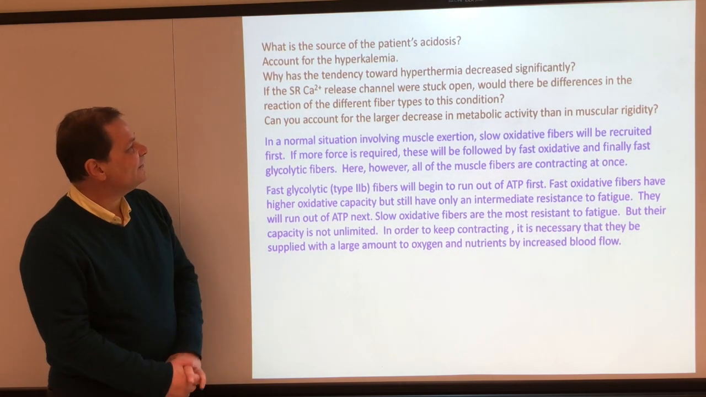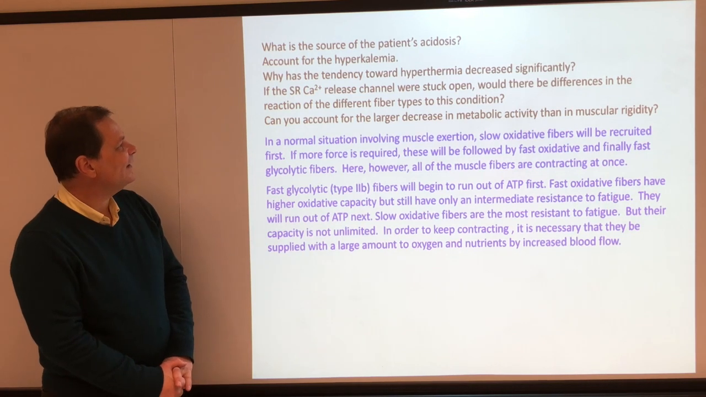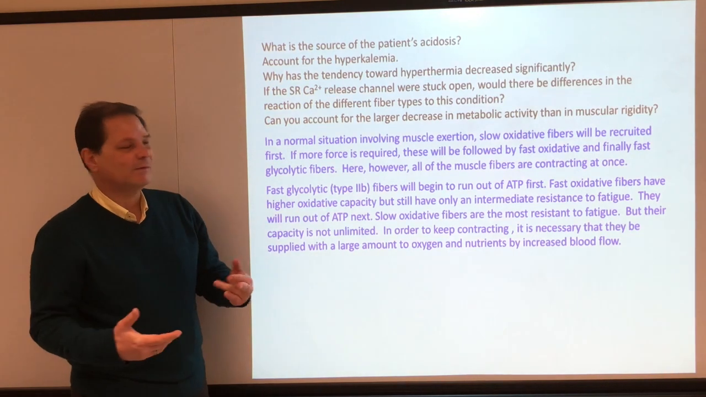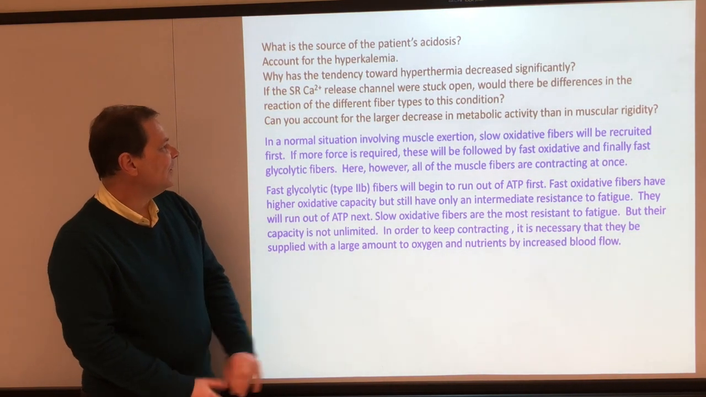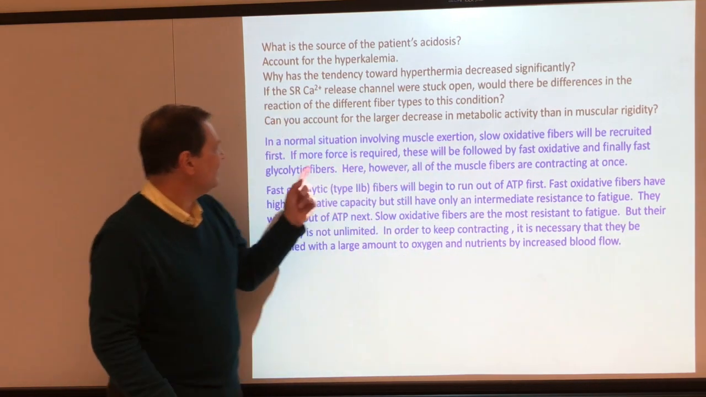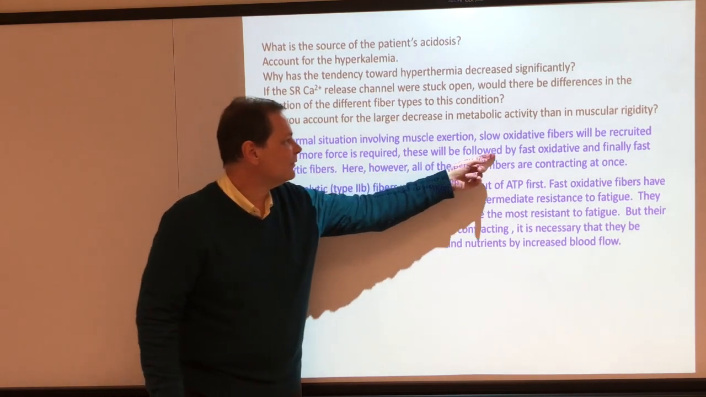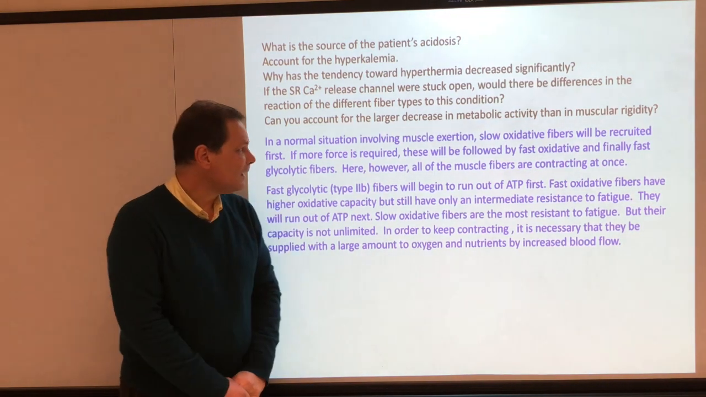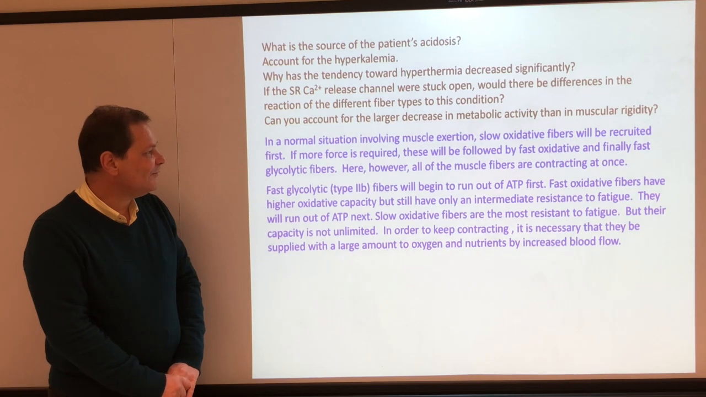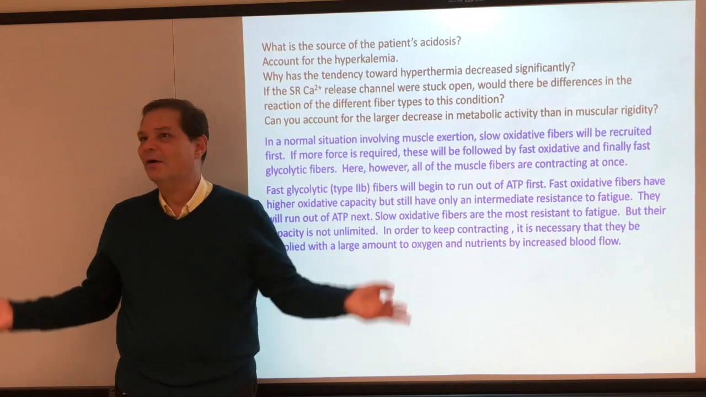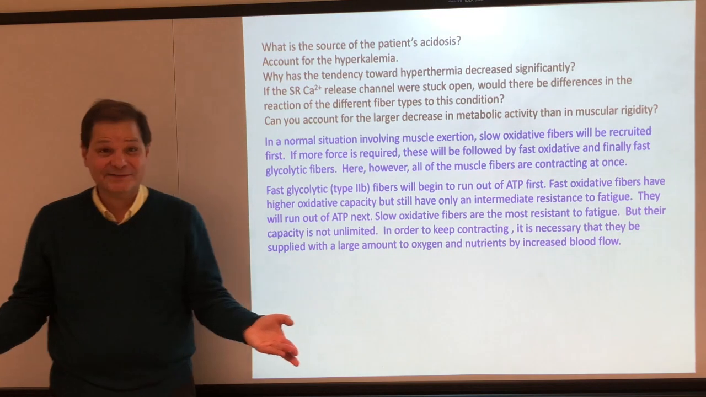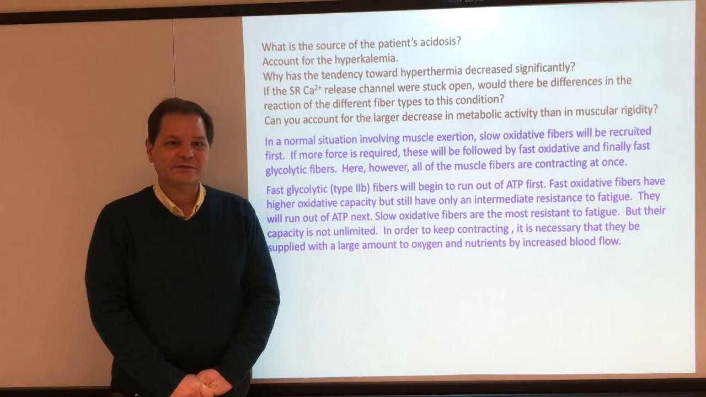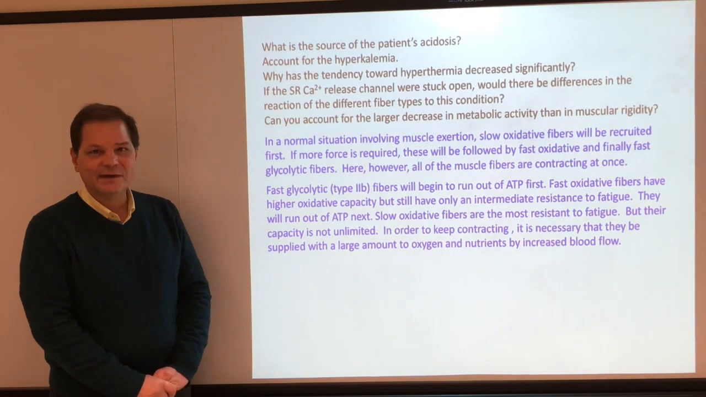If the SR calcium release channel were stuck open, would there be differences in the way that the fiber types react? So ordinarily, when you just normally recruit muscle, you recruit slow oxidative fibers first, and then if you need more force, you will recruit the fast oxidative fibers, and finally the fast glycolytic fibers. However, here, we're just activating all of them at once because it's a problem with the ryanodine receptor. It's present in all those muscle cells, and so they're all hypercontracting all at once.